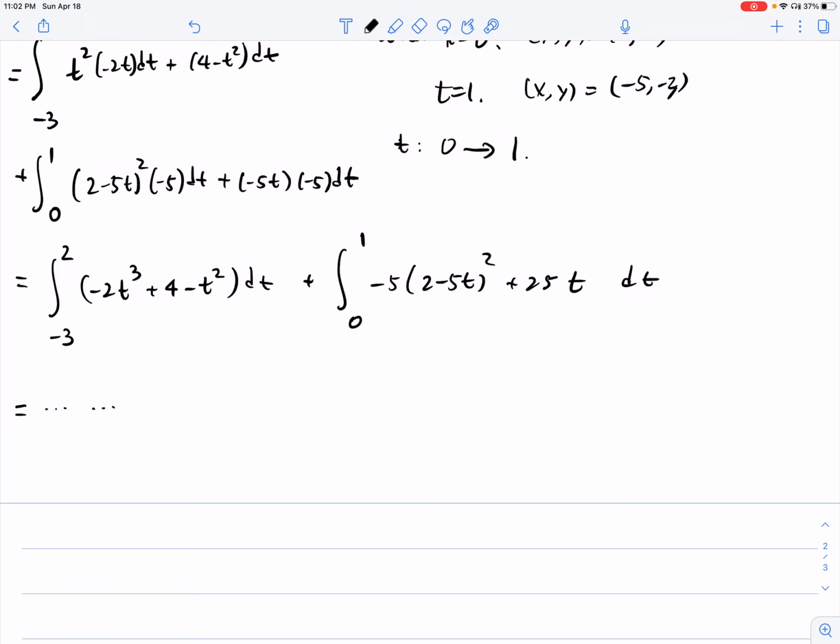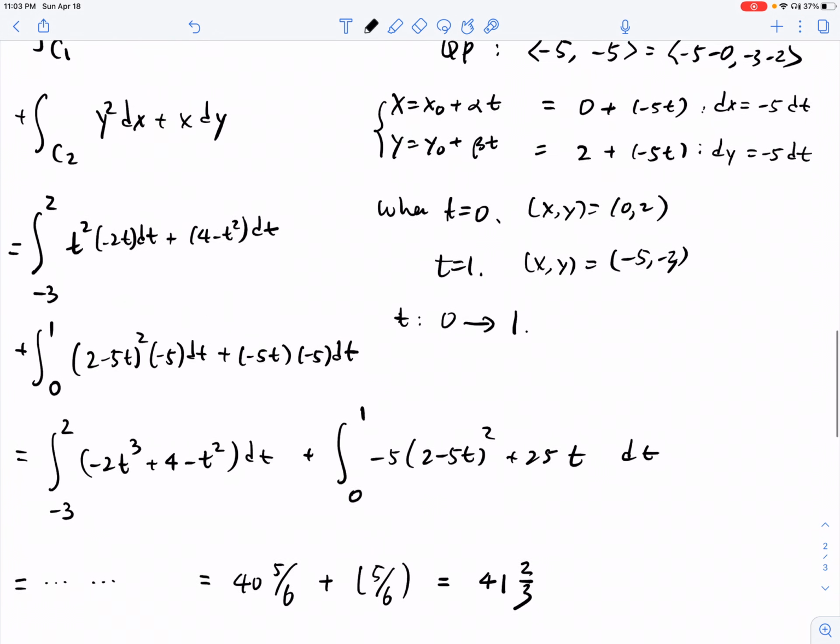In fact, I can copy the answers from the book. And this first one is going to be 45 over 6. And the second one over here is 5 over 6. Okay, and then eventually we're going to have 41 over 2/3. That would be the answer. Okay.